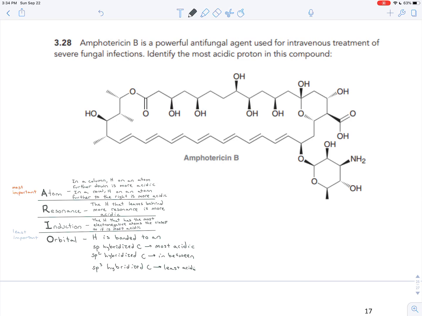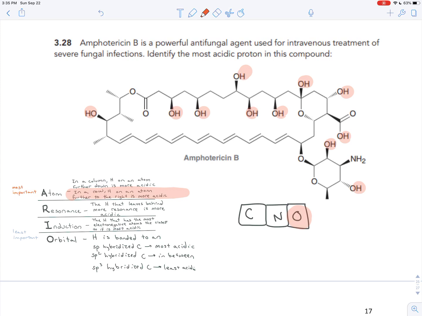All of the hydrogens in this molecule are either on a carbon, a nitrogen, or an oxygen. Those 3 elements are in the same row, and as we saw, in a row, the hydrogen on an atom that's further to the right is more acidic. So already we can ignore dozens of the hydrogens. We just want to pay attention to the hydrogens on oxygens. So it's going to be one of those hydrogens that are the most acidic.